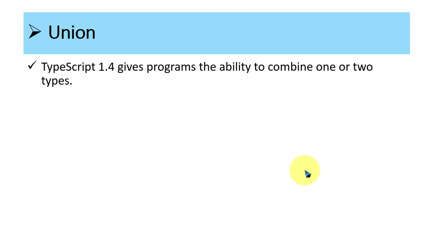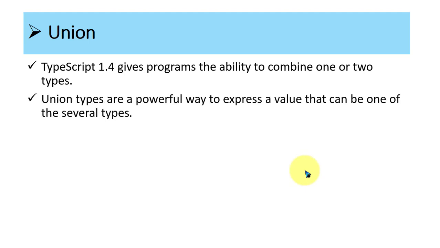TypeScript 1.4 gives programs the ability to combine one or two types. From TypeScript version 1.4 and above this facility is available, and it is available in the latest version also. What is a union? Union types are a powerful way to express a value that can be one of several types.